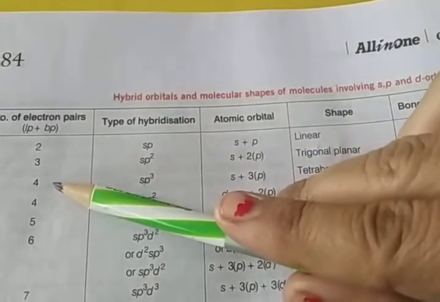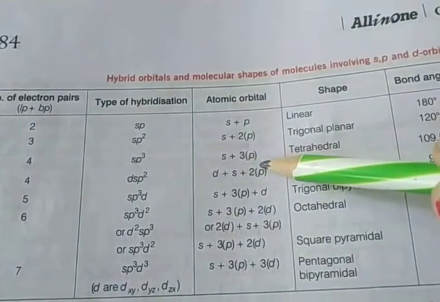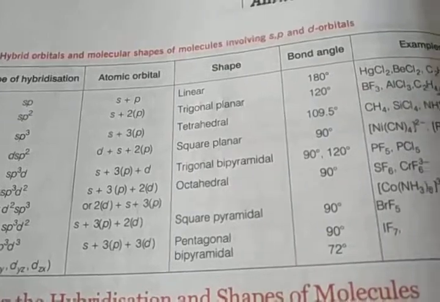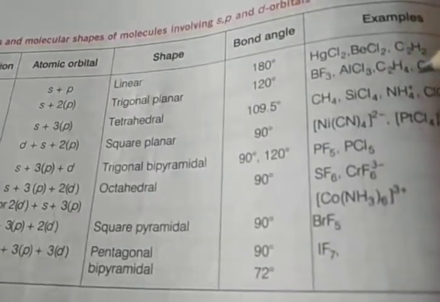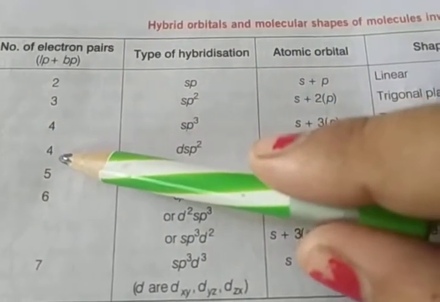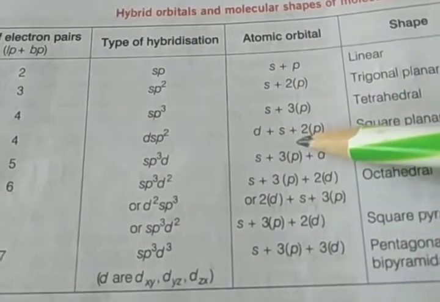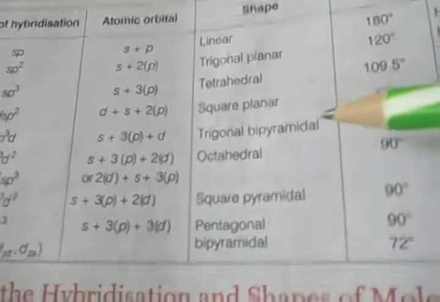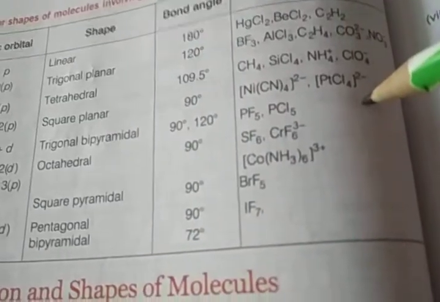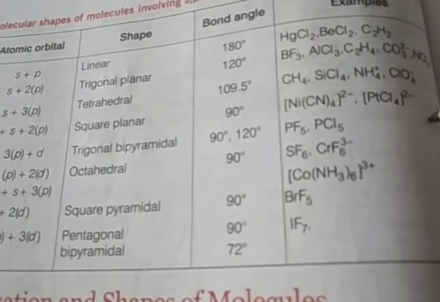Then number of electron pairs 4: sp3 hybridization, s and 3p, tetrahedral, 109.5 degrees, like methane, SiCl4, ammonium. Then number of electron pairs 4 but type of hybridization dsp2, 1d, 1s, 2p. So square planar, 90 degrees, in complex structures. Examples: Ni(CN)4 2-, PtCl4 2-.